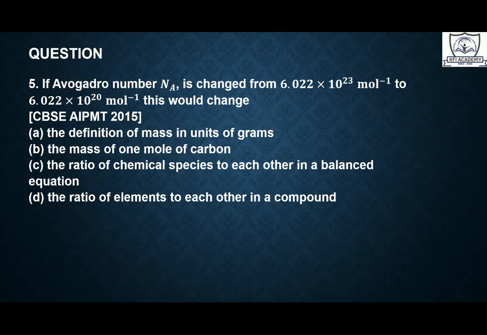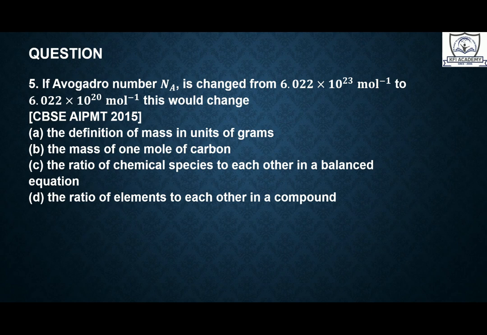So the next question, All India Pre-Medical Test 2015, this question was asked. If the Avogadro number changed from 6.022 into 10 power 23 to 10 power 20, then what will happen? Actually, this Avogadro number is defined based on carbon 12. So 12 gram of carbon 12 is equal to 1 mole of the substance, that is equal to 1 Avogadro number. In case the Avogadro number changes, surely the mass of 1 mole of carbon atom will change.